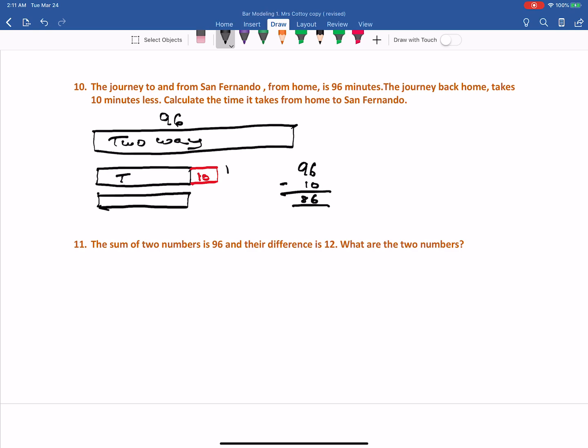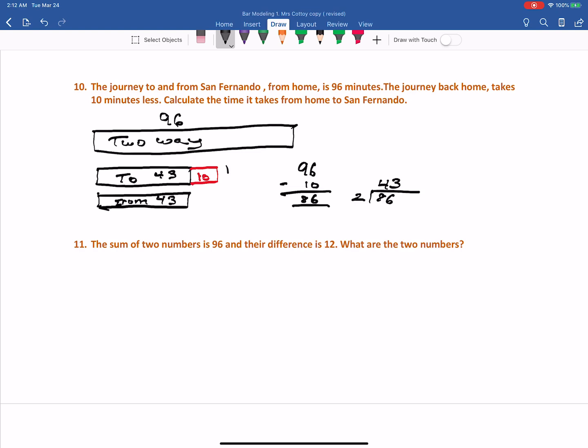You have the to San Fernando, and this is the from San Fernando, or the back home. And that to and from are supposed to add up to 86. Notice they are equal. So you divide 86 by 2. 2 into 8, 4. 2 into 6, 3. So each of these parts is worth 43.